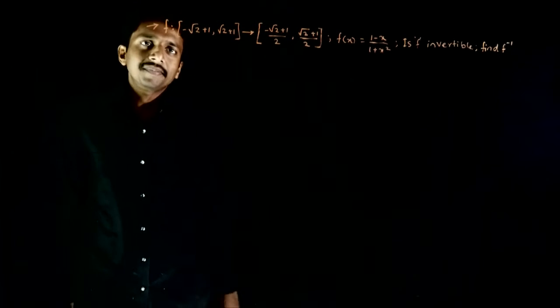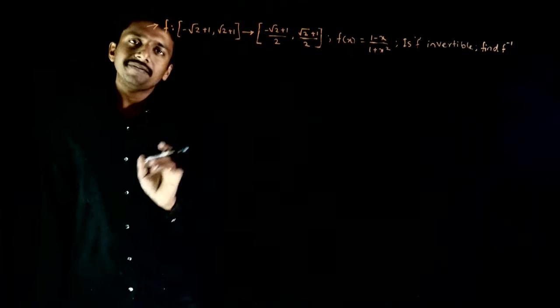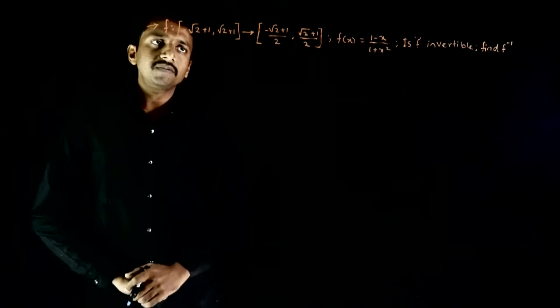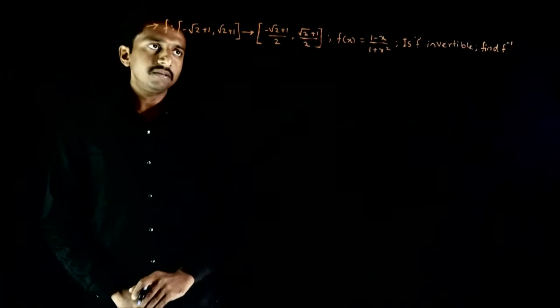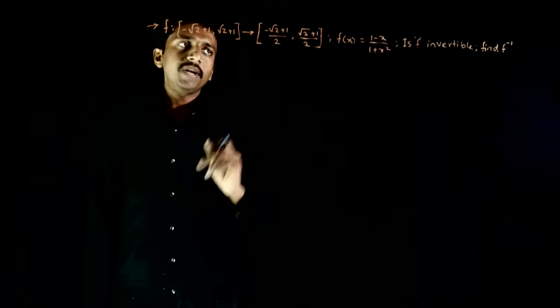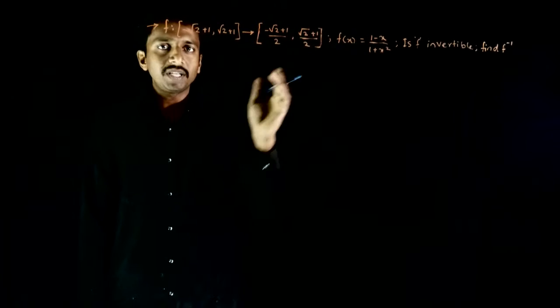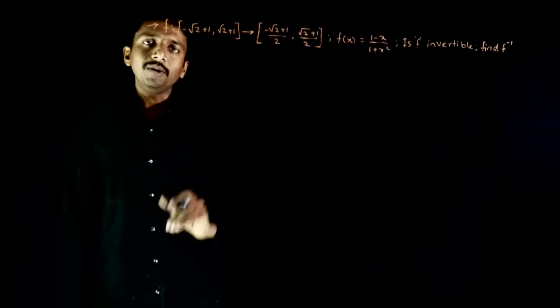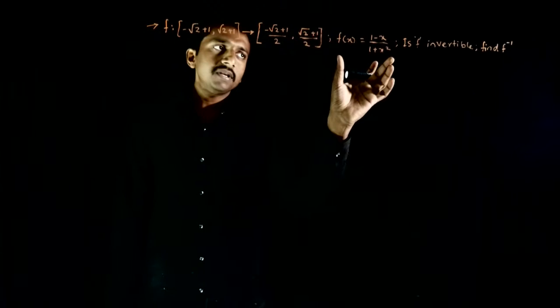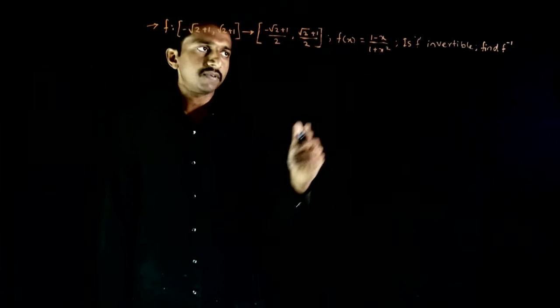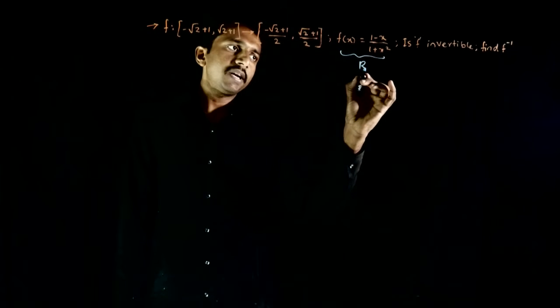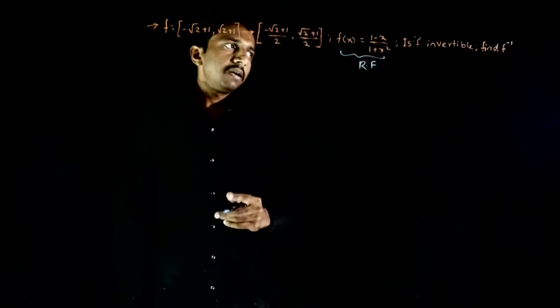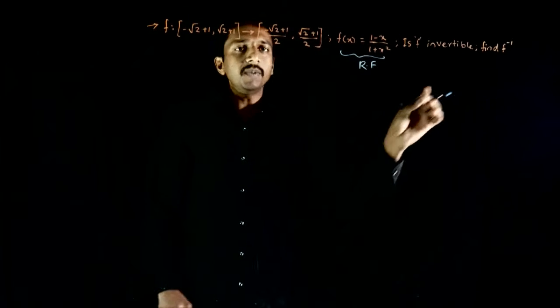So welcome students. In this question it is given that a function f is defined from [-√2+1, √2+1] to [-(√2+1)/2, (√2+1)/2]. This is the domain, this is the codomain. And f(x) is defined by (1 - x)/(1 + x²). This is an example of a rational function. Okay. So the question is: is f invertible?